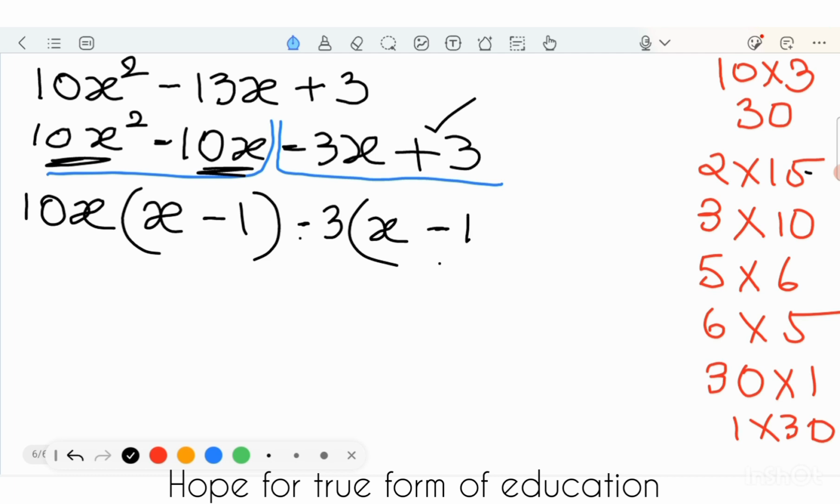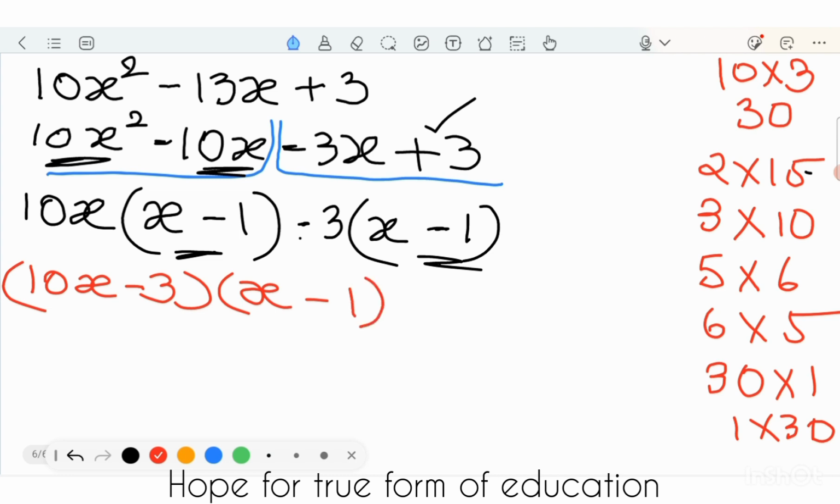Okay, ones up. Now you got both of them as same, right? So here 10x minus 3 and x minus 1. You can write it vice versa also, this one here or this one here. Anything is okay. Now the step 4 will be finding the roots.